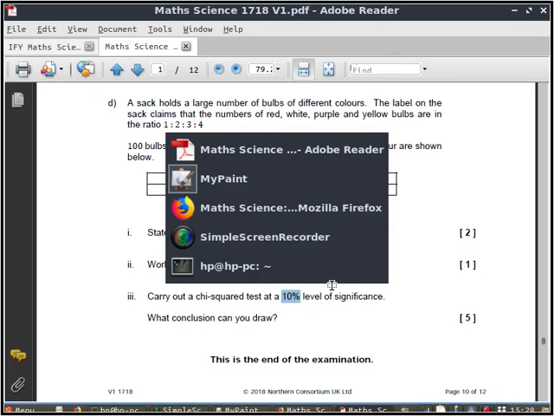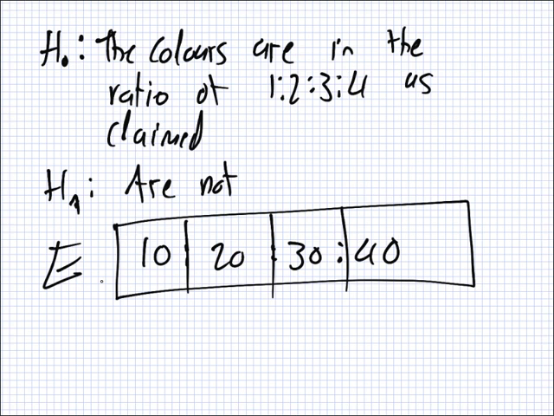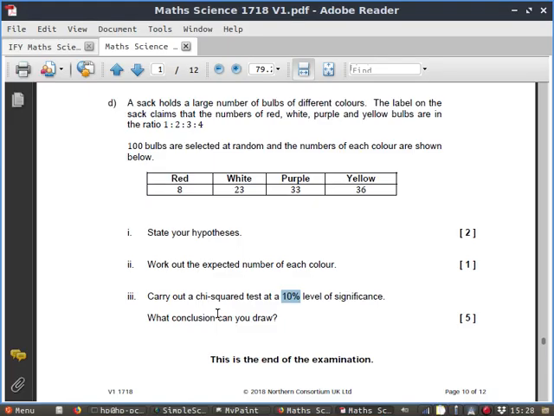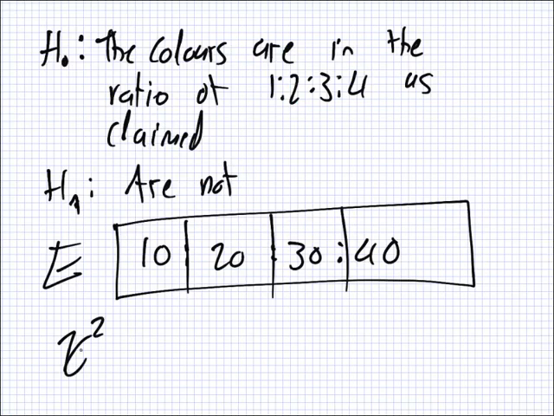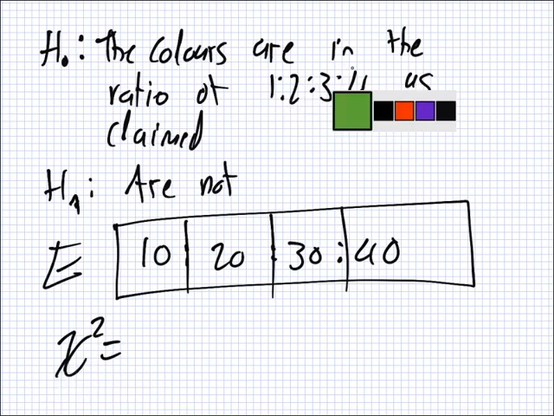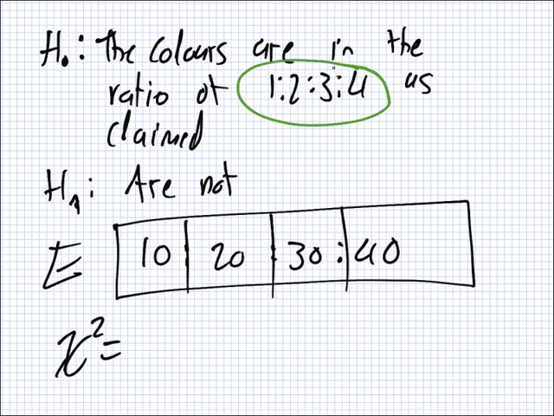Okay. Now, next part is let's carry out the chi-squared test. So, now we divide by 4. Ratio. Do you know how to split a number into a ratio? Okay, I'll let you look that up in your own time.